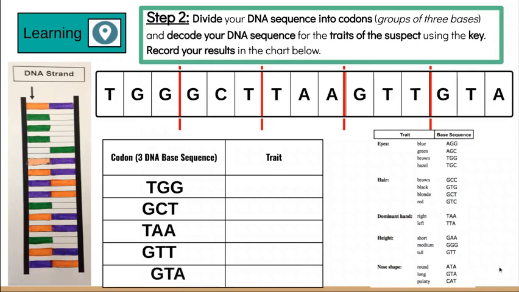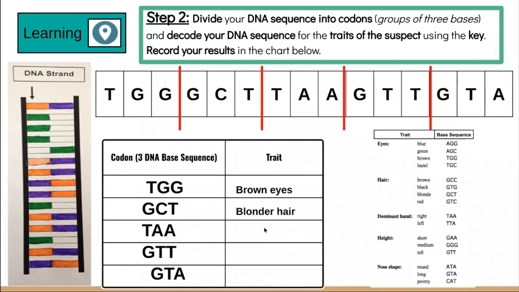Now I'm going to use this chart on the right to decode these DNA sequences into a specific trait. So my first one is TGG. I'm looking for this sequence in the chart. Right here it is. So looking at this chart, this decodes into having brown eyes. So I write brown eyes where it says trait. Then I've got GCT. So again, I'm looking for it here on the right-hand side. Here it is. This represents having blonde hair. I would continue this process for my last 3 sequences. So I've got TAA, which stands for being right-handed, GTT, which represents being tall, and GTA, which represents a long nose.